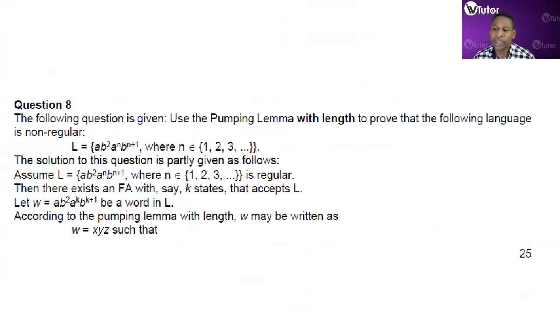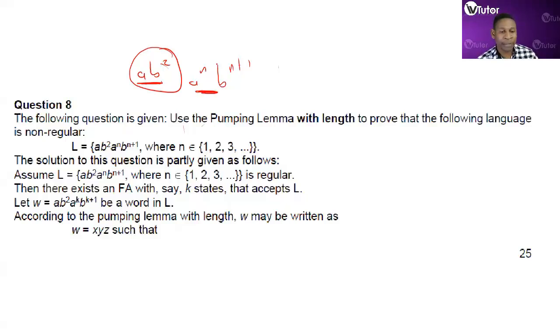So what is going to happen is the ab squared is going to be constant. This is a constant part. It can never change. So we cannot allocate any of these two to y. If we allocate any of these to y, then it's going to increase. What is going to change is this a to the power of n and b to the power of n plus 1. So our argument is still going to hold. If y contains an AB substring, what do you think is going to happen?